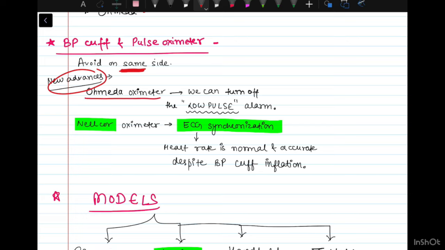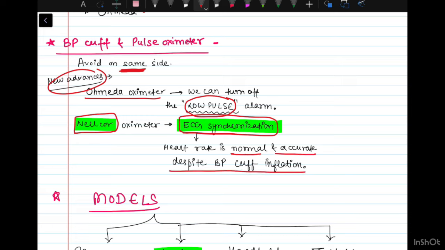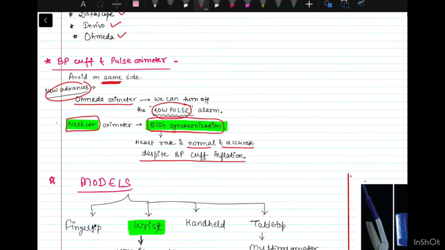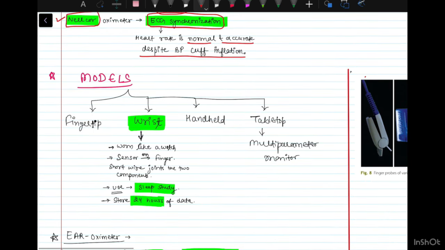But there are newer advances now. In the Ohmeda oximeter, we can turn off the low pulse alarm, and in the Nellcor oximeter there is ECG synchronization. That means the heart rate is normal and accurate despite the BP cuff inflation. So these are the newer advances in the pulse oximeter, the Nellcor and the Ohmeda. They are very recent. Let's talk about the models now.